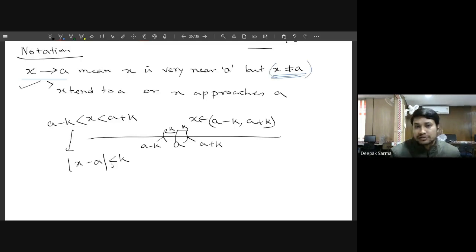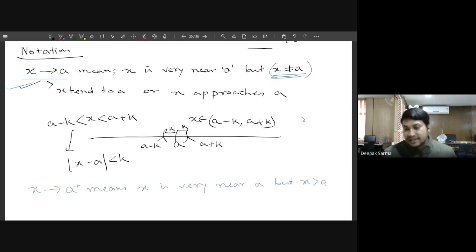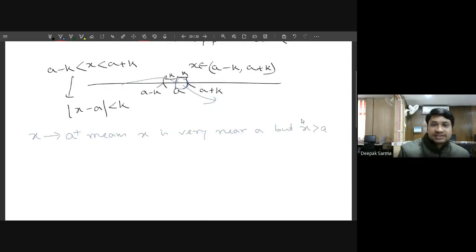Let us use some other symbol that is almost similar: x tends to a plus. Let us write the meaning. Here I consider only the right hand part. That is, x is very close to a, but not towards the left. In this portion, x is greater than a, but very close to a. You can write that x is in the interval a to a plus k. Earlier we had a minus k to a plus k, both sides, but here we allow only the right hand side.